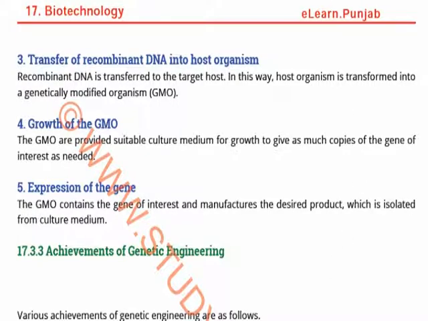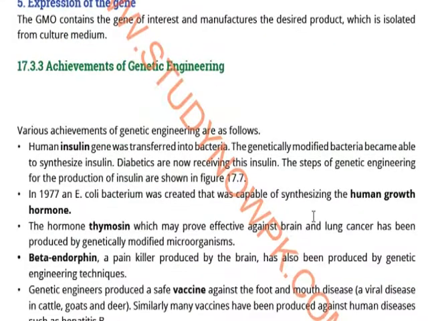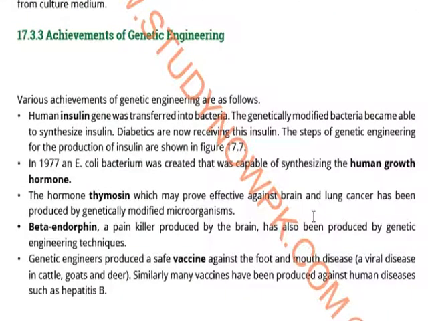Now the achievements of genetic engineering. You must know about the achievements of genetic engineering. That is, various achievements of genetic engineering are as follows. Human insulin gene was transferred into the bacteria. So the first is human insulin gene. This genetically modified bacteria became able to synthesize insulin, and because insulin was a protein which is synthesized only inside the body, now diabetics are receiving this insulin, which is synthesized by bacteria, and the diagram is also shown in figure 17.7.